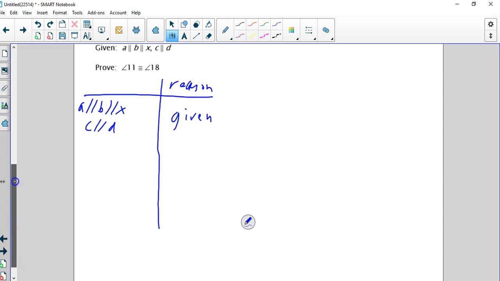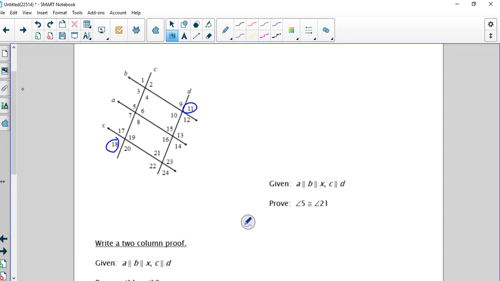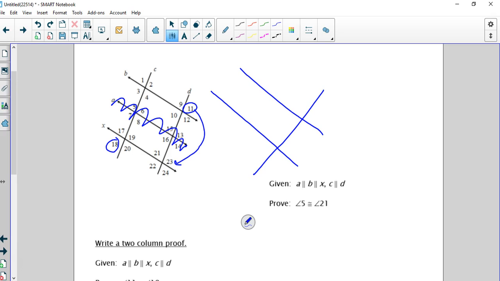Now, we're going to look at the picture, and we're trying to get from 11 to 18. So we're going to travel down here first. We can almost ignore A, like pretend that's not there. We just have B and X, and here's D. And we're looking at 23 here and 11 here. Just try to clean it up a little bit. You can always do this. You can simplify the drawing if there's too much going on.